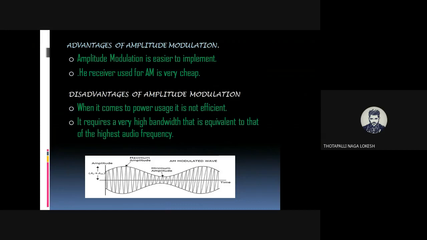Disadvantages of amplitude modulation: when it comes to power usage, it is not efficient. It requires a very high bandwidth that is equivalent to that of the highest audio frequency. This is the output of amplitude modulation.